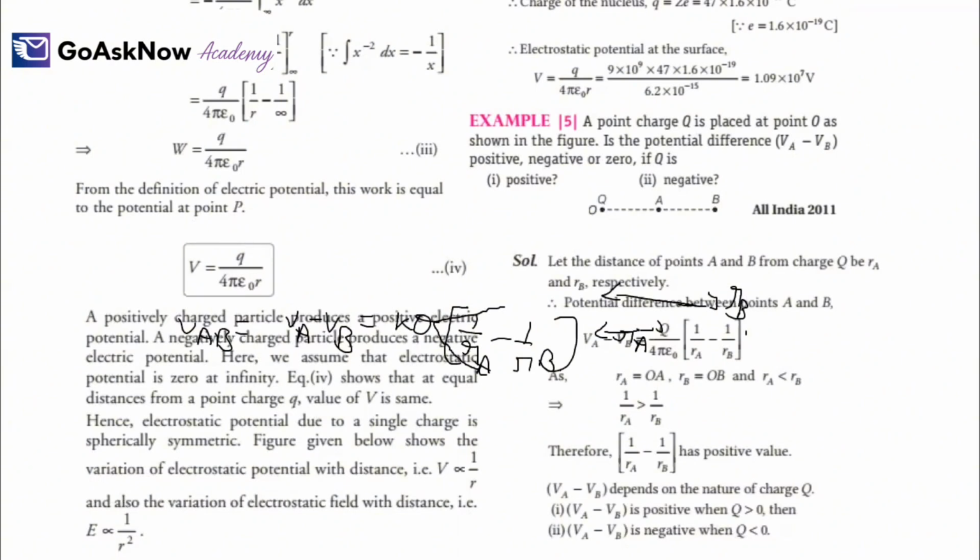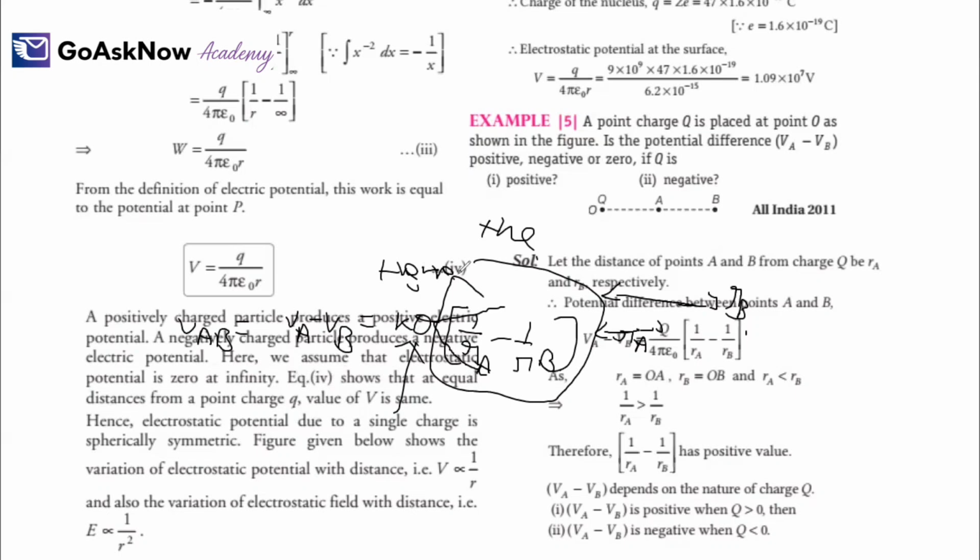So VA minus VB depends on the nature of the charge here. 1 by RA minus 1 by RB is positive here. This value is entirely positive. So VA minus VB depends on the nature of this charge. Whether this charge has a positive value or negative value will decide the sign of your VAB.